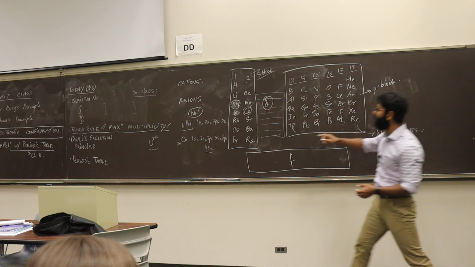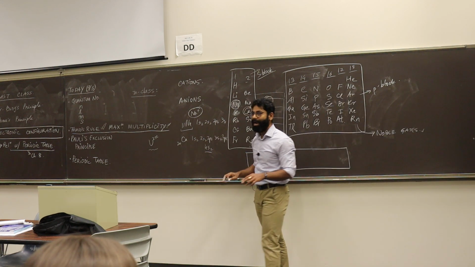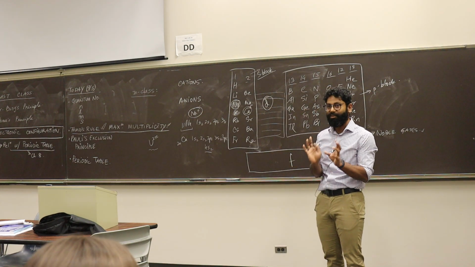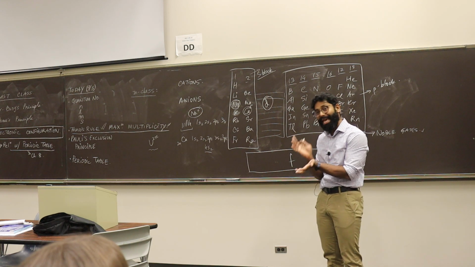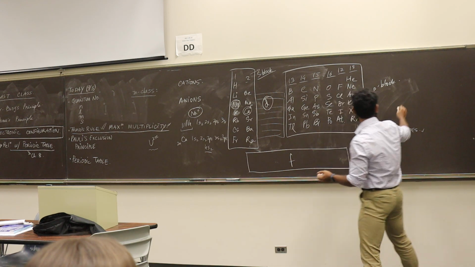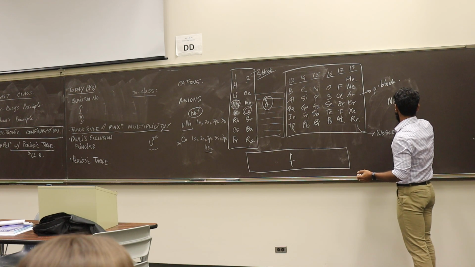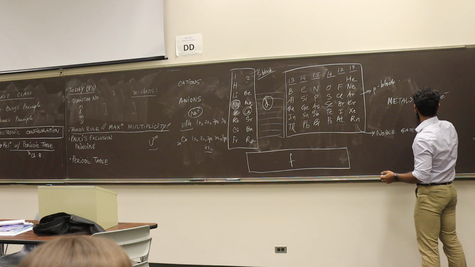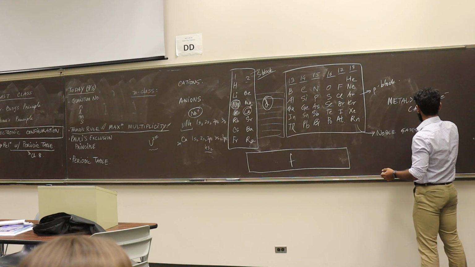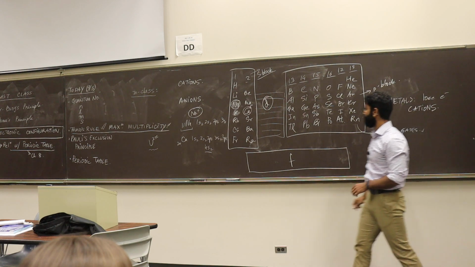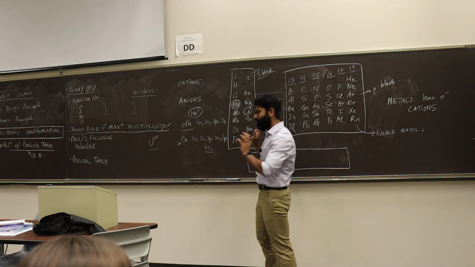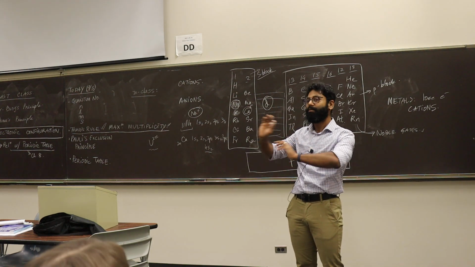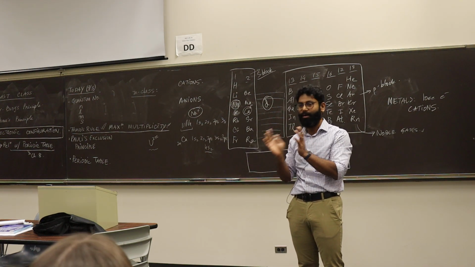Now these two are metals. So these all are metals, and generally you will see the metals forming cations. Generally metals have the tendency to lose electrons and form cations. So all these are metals. When I say all, just keep in mind there might be some oddities here and there.